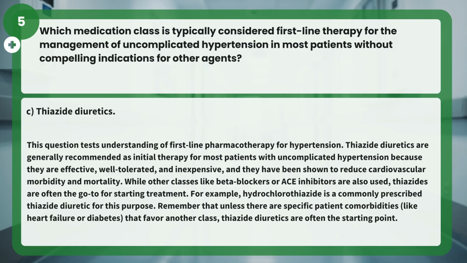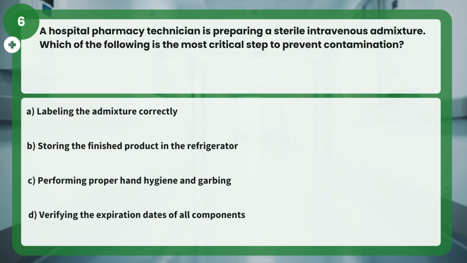For example, hydrochlorothiazide is a commonly prescribed thiazide diuretic for this purpose. Remember that unless there are specific patient comorbidities, like heart failure or diabetes, that favor another class, thiazide diuretics are often the starting point.